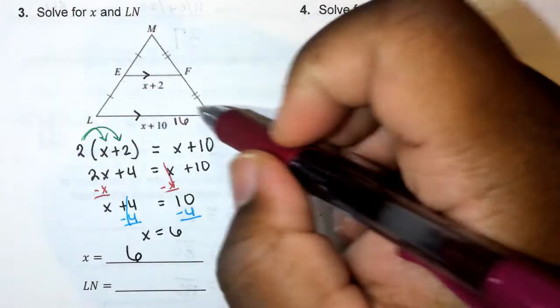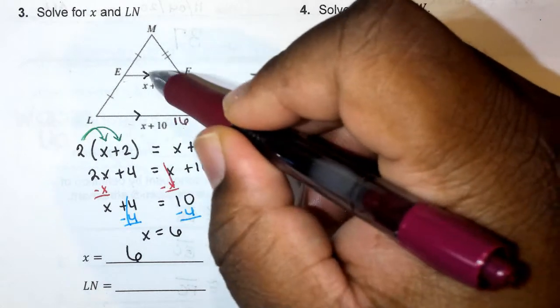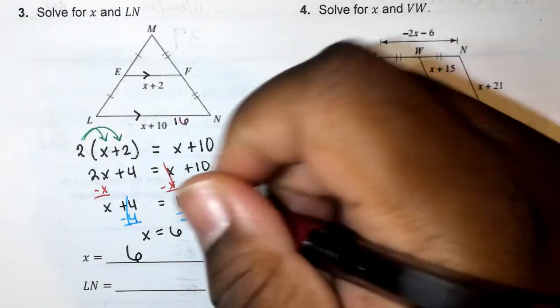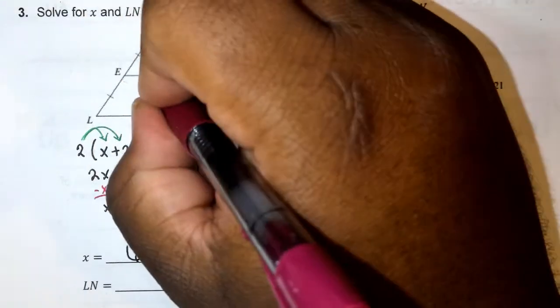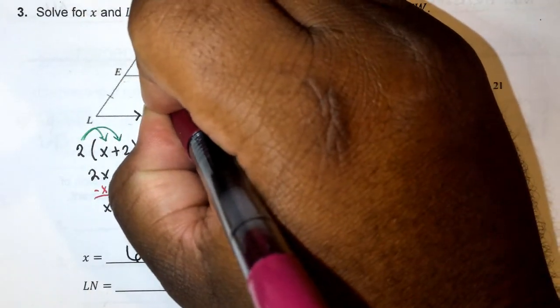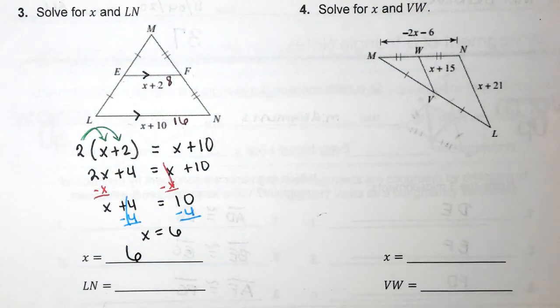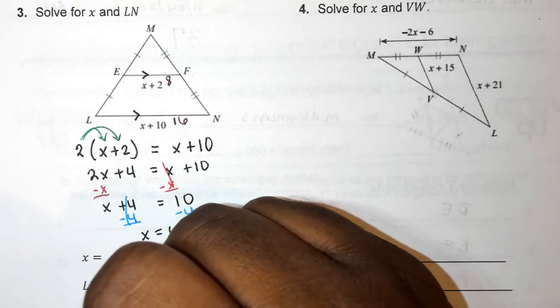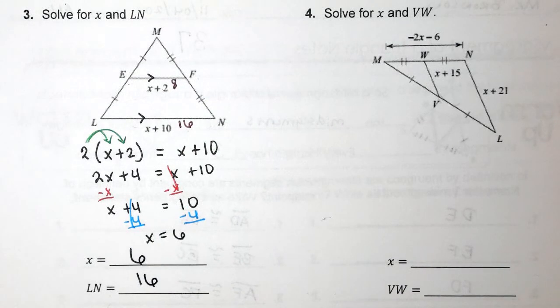Even without doing the math up here, what would that mean for the length of EF? If this is 16, what would EF have to be? 8, right? Well, let's check. Plug in x, 6 plus 2. The length up here for EF is 8. So that's right. This works out, and this is mid-segment. So now here LN equals 16. That's easy. And honestly, it don't get no harder than that. It really don't. That's the mid-segment stuff in a nutshell.